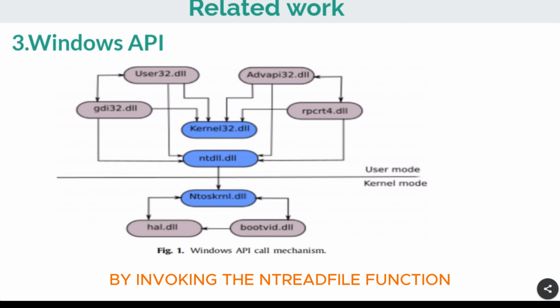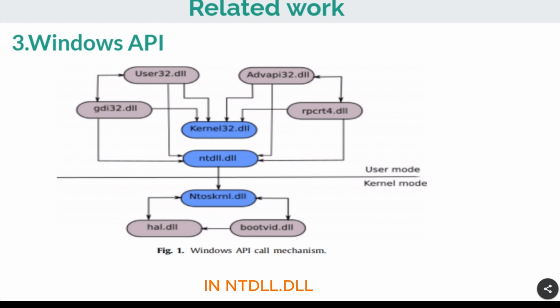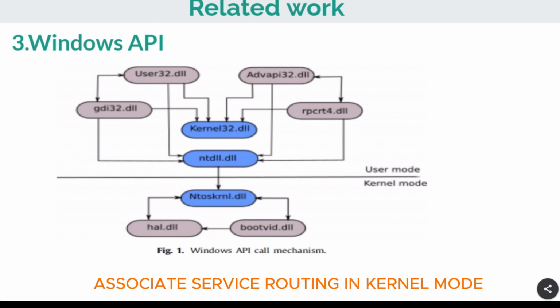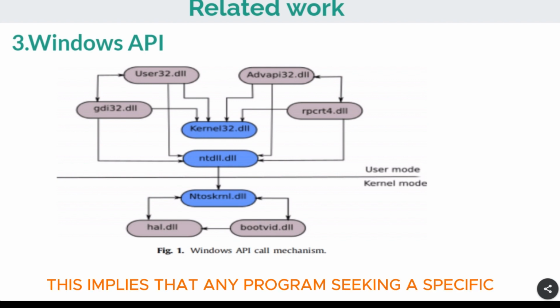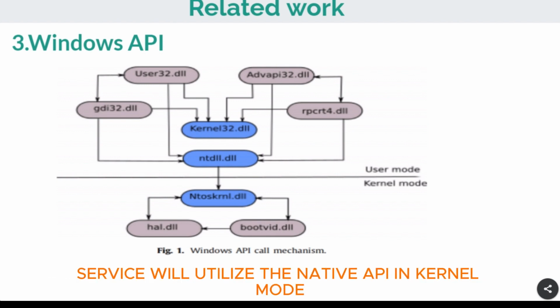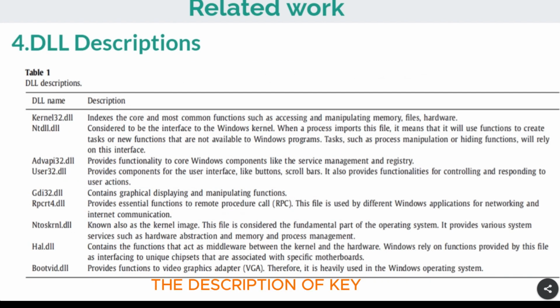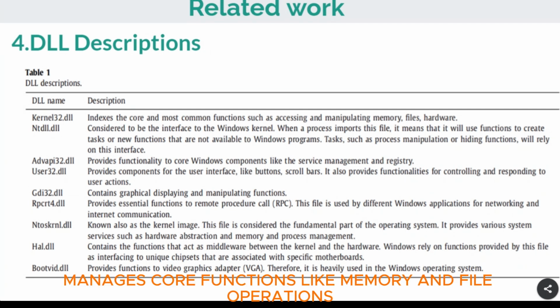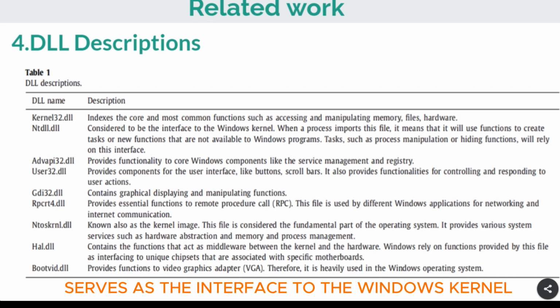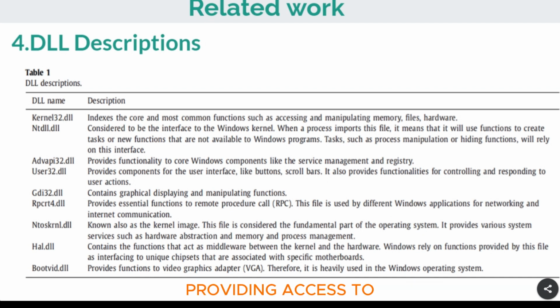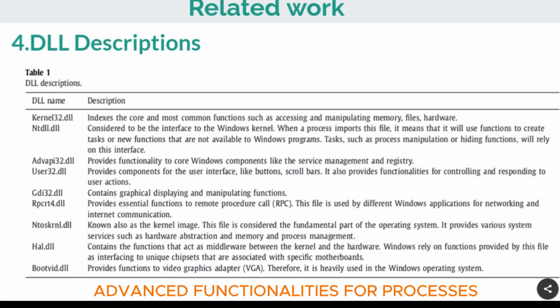By invoking the NtReadFile function in ntdll.dll, the process triggers the associated service routine in kernel mode, also named NtReadFile. This implies that any program seeking a specific service will utilize the native API in kernel mode. The description of key DLL files is provided in this table. For example, kernel32.dll manages core functions like memory and file operations, while ntdll.dll serves as the interface to the Windows kernel, providing access to advanced functionalities for processes.